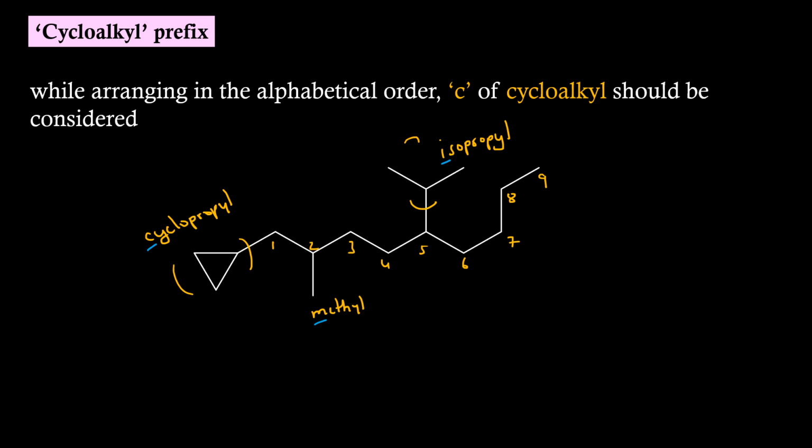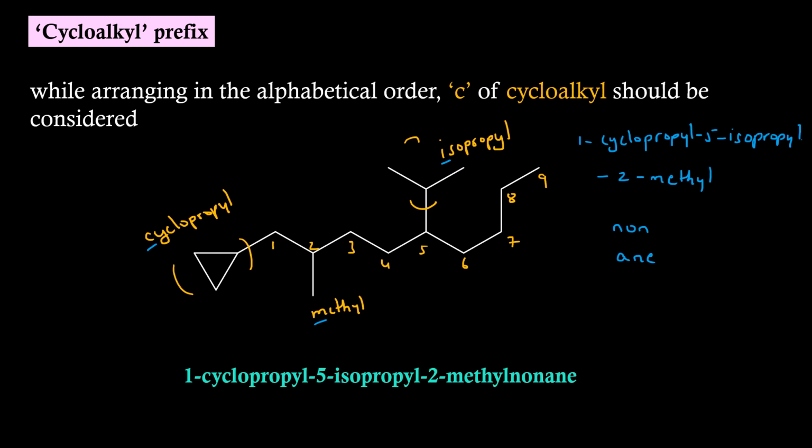So our secondary prefix will be 1-cyclopropyl, 5-isopropyl, 2-methyl. No primary prefix. Root word will be non and primary suffix will be ane. IUPAC name will be 1-cyclopropyl, 5-isopropyl, 2-methyl nonane.